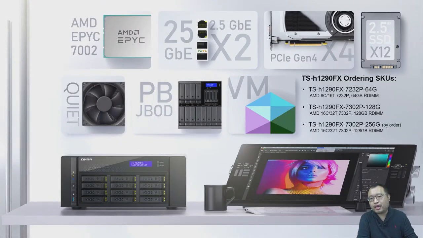The NAS actually provides a lot of advanced features, including the AMD EPYC server-grade processor, 25 GbE and 2.5 GbE support built-in, PCIe Gen 4 U.2 NVMe SSDs, and 4 Gen 4 slots. Capacity can be greatly expanded with various QNAP JBOD enclosures. You can also run various virtual machines and containers because of the very powerful CPU with 8 cores and 16 cores. Again, these are different ordering SKUs that you can take a look at.